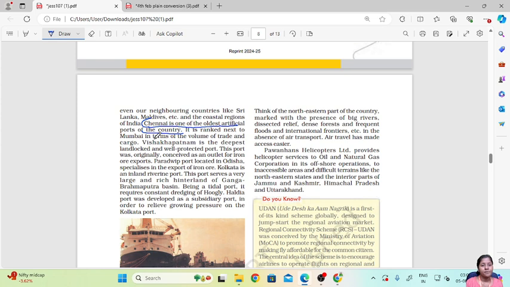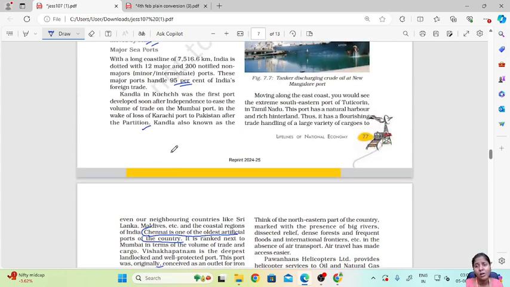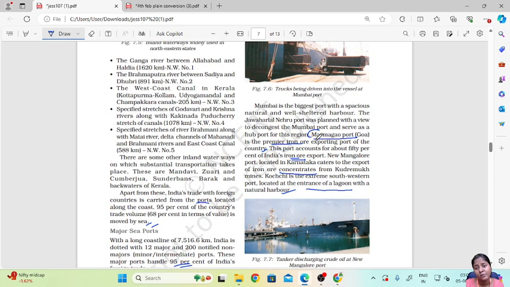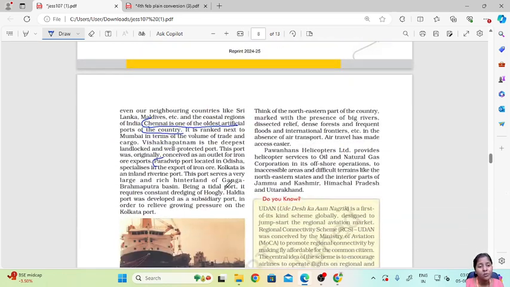Visakhapatnam is the deepest landlocked and well protected port, and this port was originally conceived as an outlet for iron ore export. Then next we have Paradeep port, which is located in Odisha, and it specializes in the export of iron ore, like how Marmugao port exports the premier iron ore.